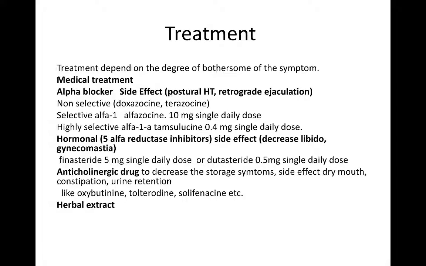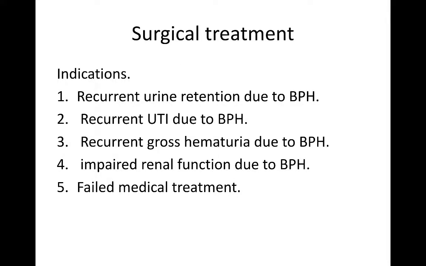If the size of the prostate is more than 40 ml, at this time we expect that there is hyperplasia in the epithelial part, and we can add the 5-alpha reductase inhibitors like finasteride or dutasteride. And sometimes there are some herbal extracts that can be used for treatment of benign prostatic hyperplasia. Surgical treatment of benign prostatic hyperplasia.